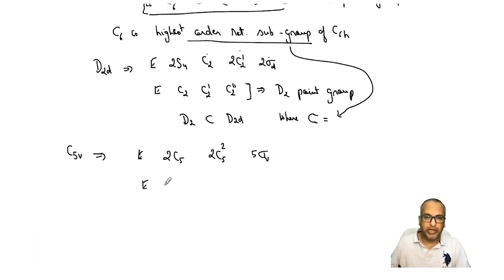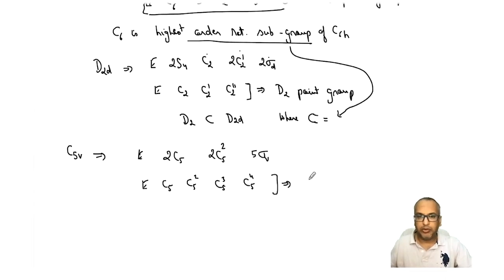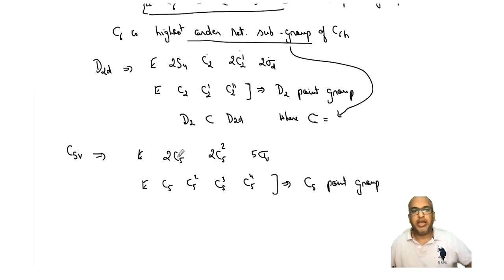So we have E, if we consider the operations generated by C5 now, so this will be C5, C5², C5³, C5⁴, right? These are the operations that will be generated. So are these following any point group? Yes, so this will be a C5 point group, right? But do we have all the elements which are present here in this?